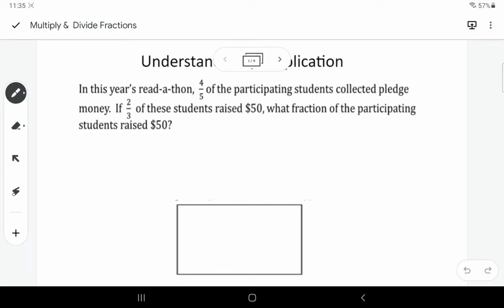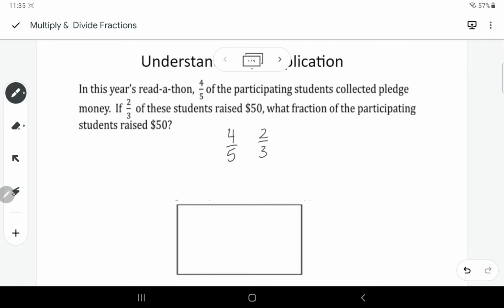This is the Unit 1, Lesson 2 video, and in this video we're going to look at reviewing multiplying and dividing with fractions. So the first example here has a visual representation of what we're doing when we're multiplying fractions. This says in the readathon, 4/5 of the participating students collected pledge money, and 2/3 of these students raised $50. So 2/3 raised $50.